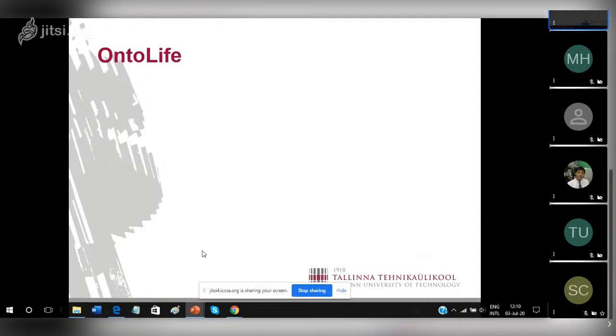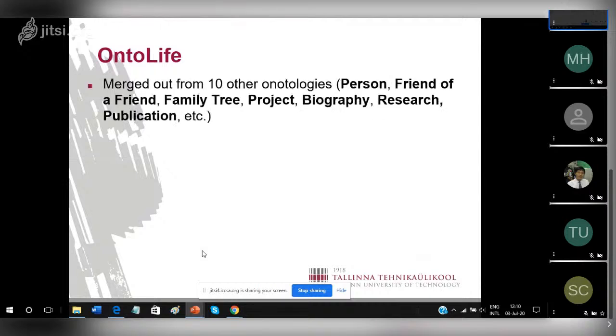For our experiments, we take one ontology that is called OntoLife. This ontology describes different aspects of a person's life, and it contains more than 100 attributes. Since this ontology was merged from 10 other ontologies like person, friend of a friend, family tree, project, and so on, we assumed that this ontology can contain similar attributes or semantic duplicates.